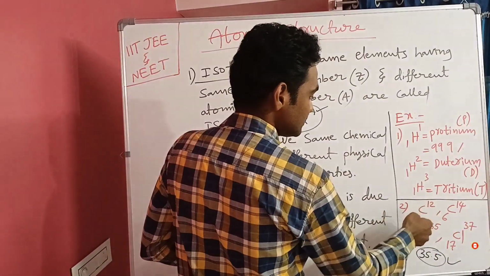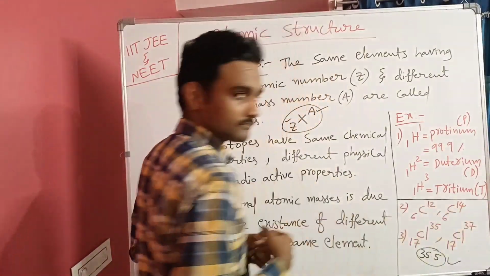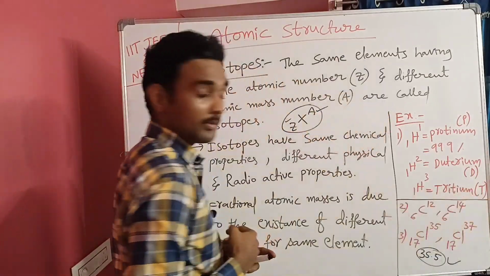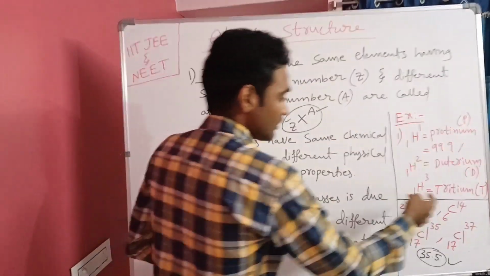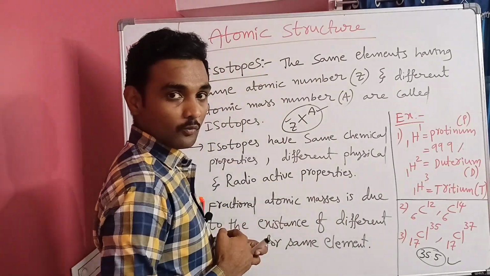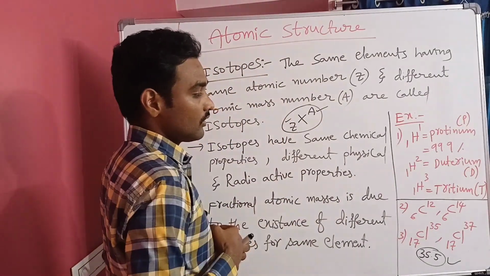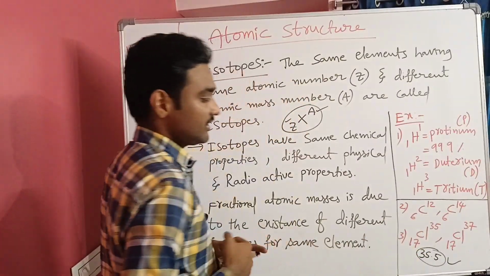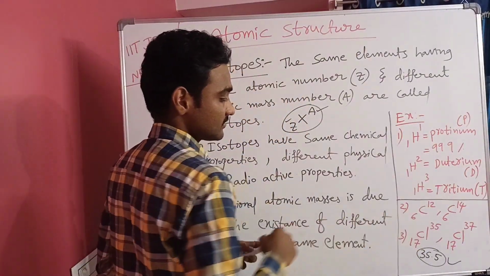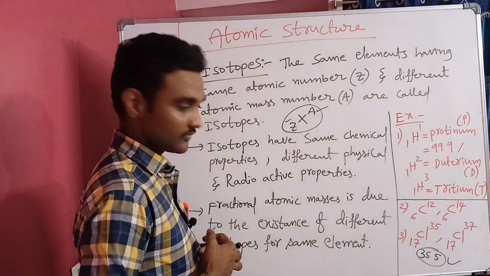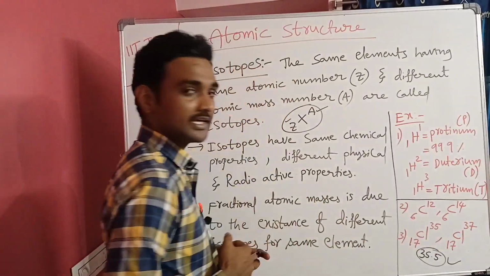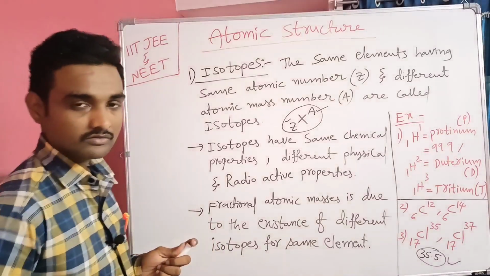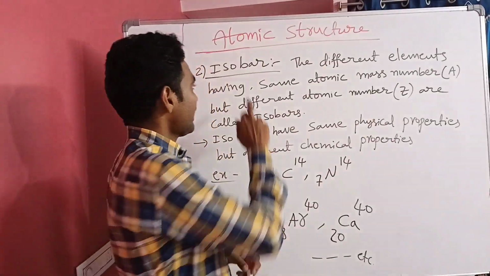Second example, carbon-12 and carbon-14. Carbon-14 has so many applications. Like by using C-14 we can identify old things. Next, chlorine: Cl-35 and Cl-37. Okay, have you understood? Next topic is isobar.